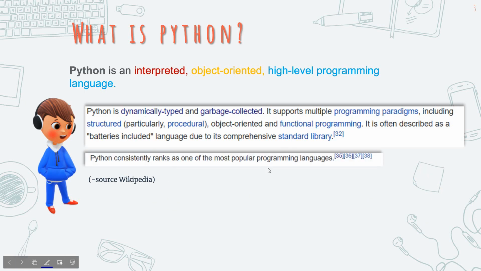And the next thing that it says is Python consistently ranks as one of the most popular programming languages. So among all the programming languages that we can learn or work on, Python is one of them.